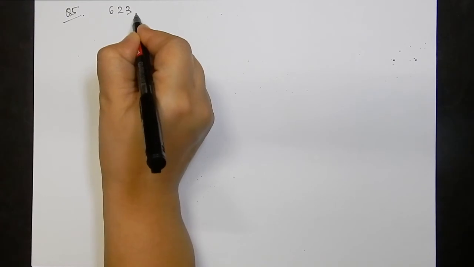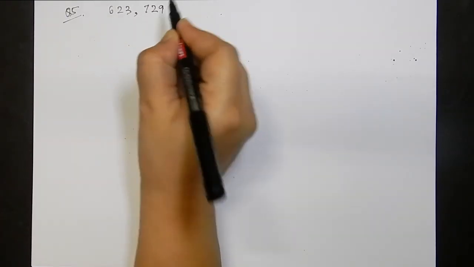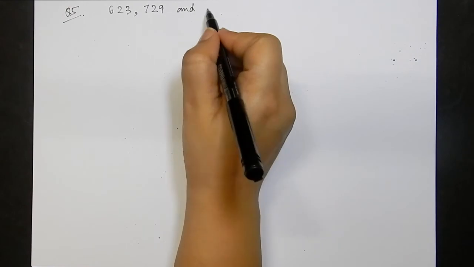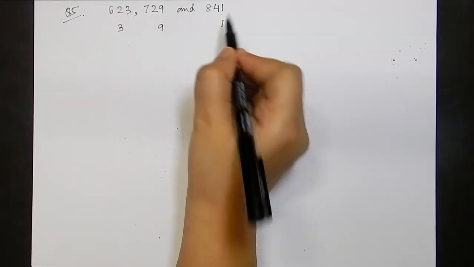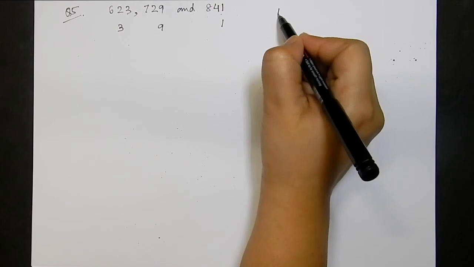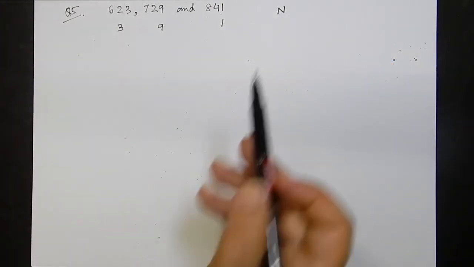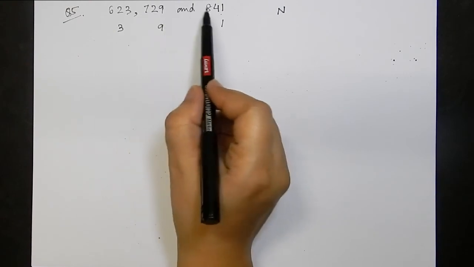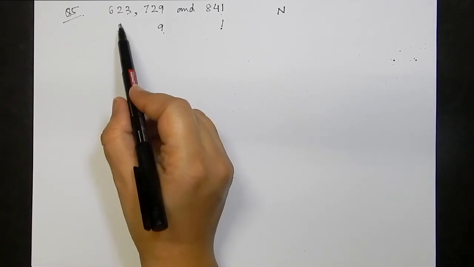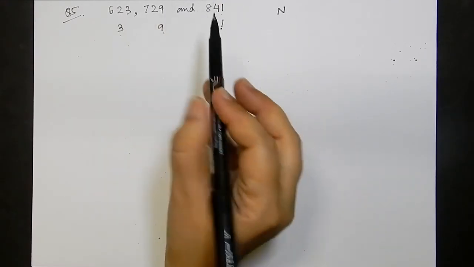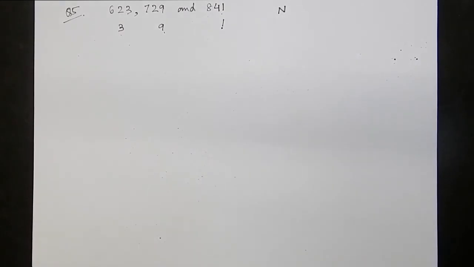Largest number that will divide 623, 729 and 841, leaving a remainder of 3, 9 and 1 in each case. So you have the GCD or HCF as n, and these numbers are actually not the exact multiples. They are leaving a remainder of 3, 9 and 1 respectively. So these numbers are extra, so we have to first find out the multiples of n.